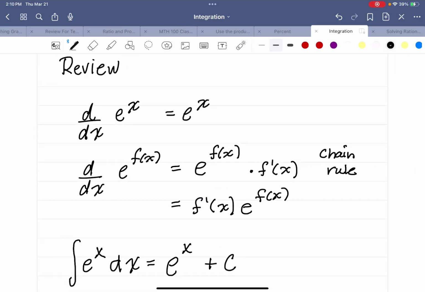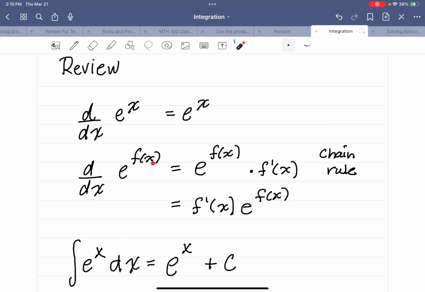Let's review how we take the derivative of e to the x. You probably remember that it's the easiest derivative of all to take, and that is that the derivative with respect to x of e to the x is actually e to the x.